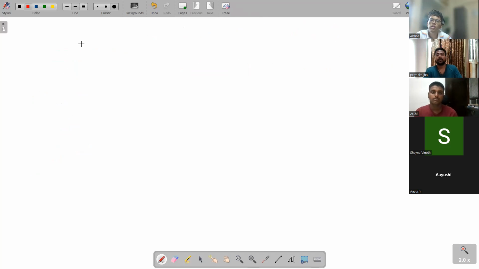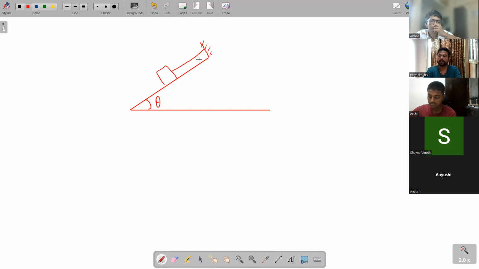Now, I'm just taking one example to tell you how to draw an FBD of any body. See, there is an inclined plane. This inclined plane is making some angle theta with the horizontal. See, this is the wall. There is a block that is tied to this wall by a string. The string is ideal, no mass of this string. The mass of the block is m. Now suppose we want to draw the FBD of this block, then how will we do this?